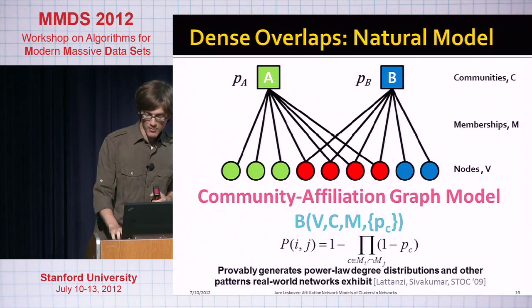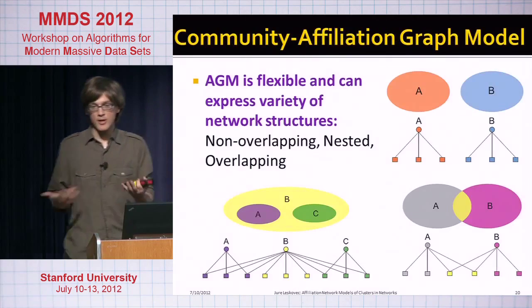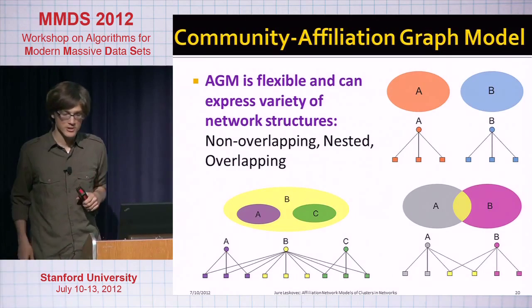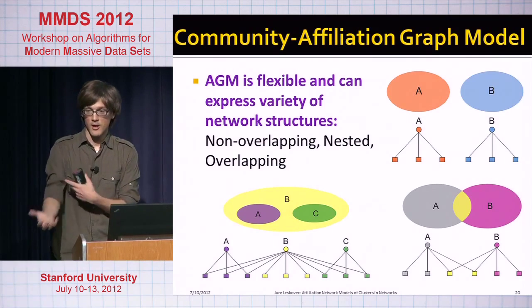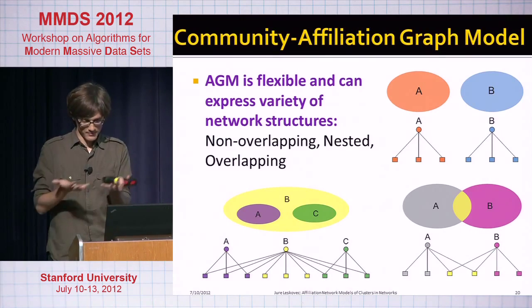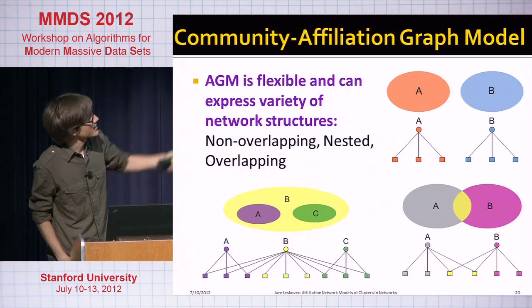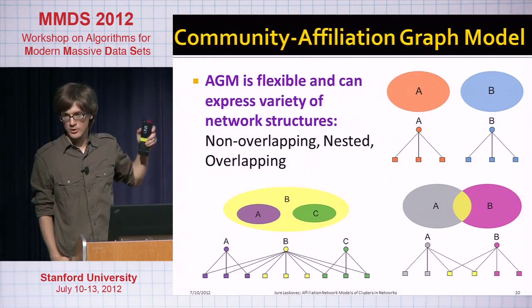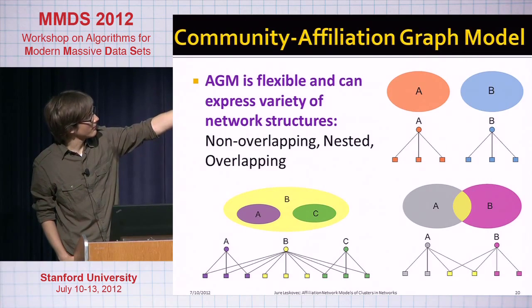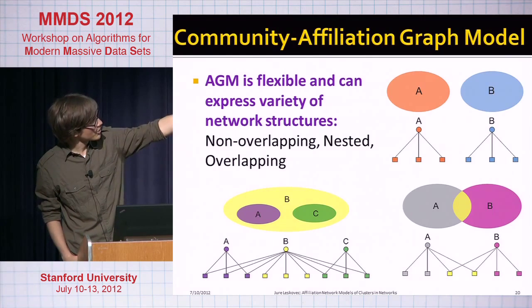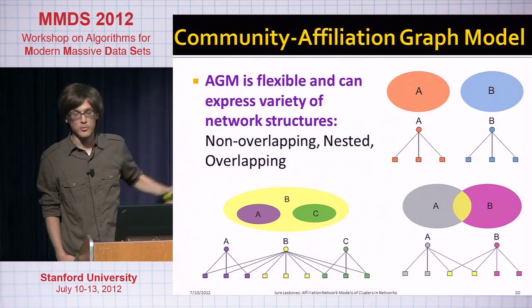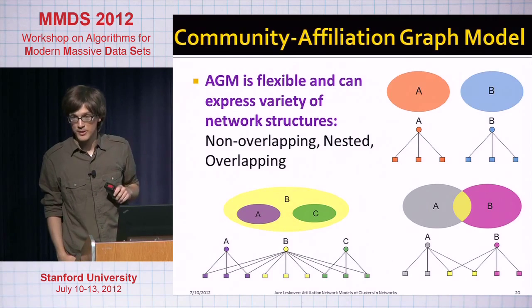So if this is my model, then the next question is, how expressive is this model? What kind of structures can it express? And what is nice about it is that you can actually model many different network structures. So if you want to have communities that don't overlap, you can model this with an affiliation network like this. I have orange nodes belonging to the orange community and blue nodes belonging to the blue community, but there is no overlap between them.